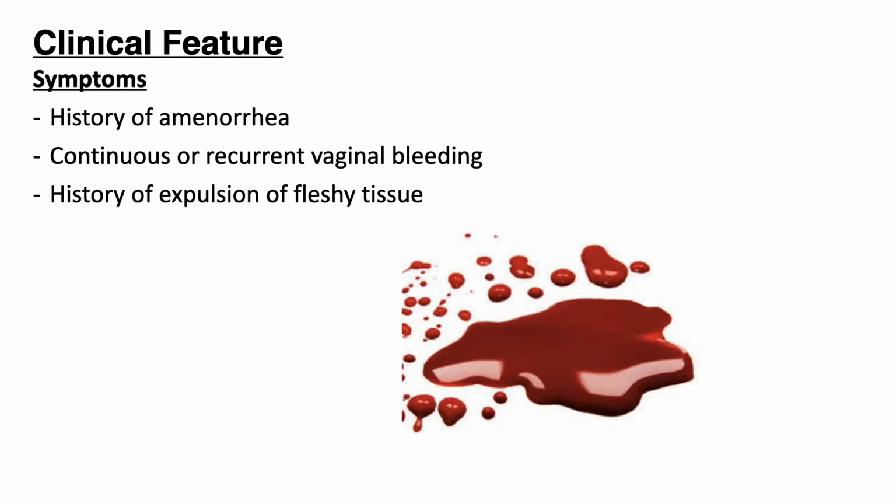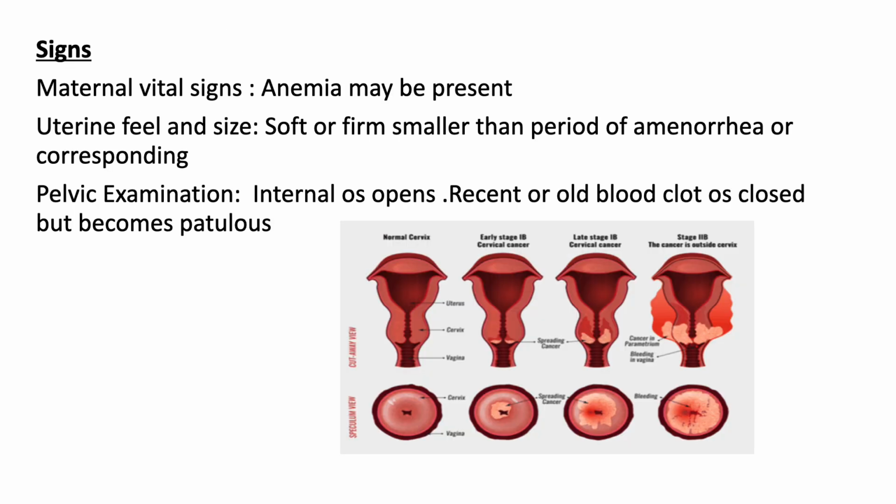So what are the clinical features which you can see in case of incomplete abortion? Of course, as you have seen in all the previous types of abortion, the first symptom which you can jot down is history of amenorrhea. In incomplete abortion, you can see continuous or recurrent vaginal bleeding, and a history of expulsion of fleshy tissue. So some part of it has been expelled, and those are the symptoms you see as clinical features in case of incomplete abortion.